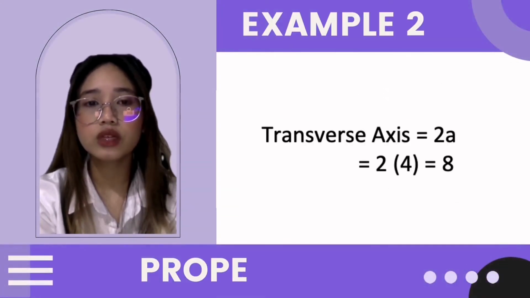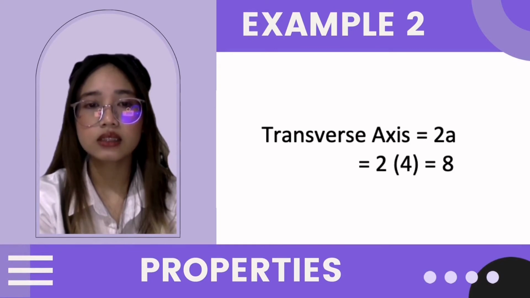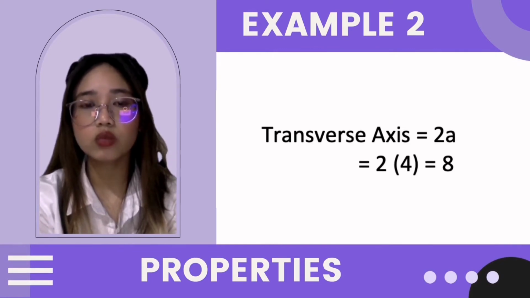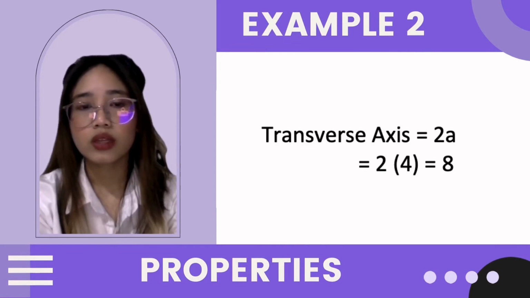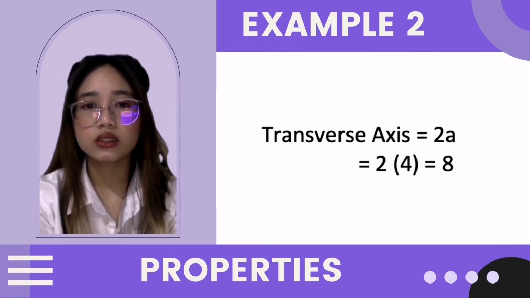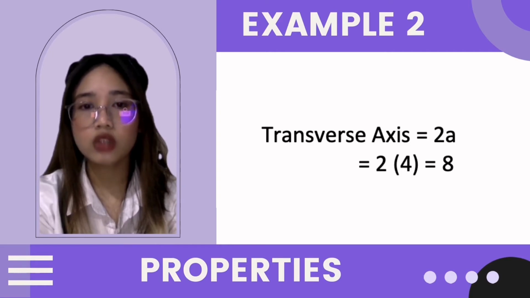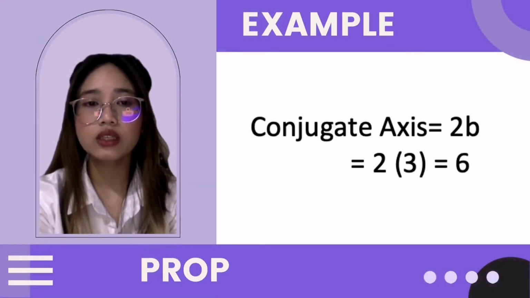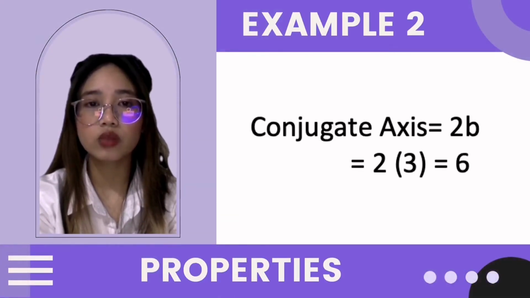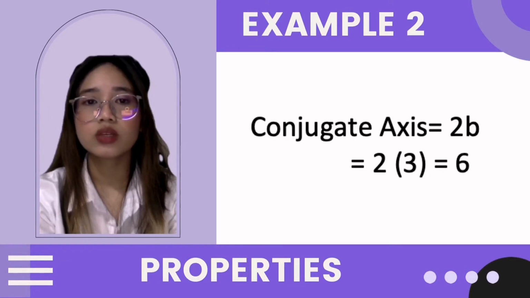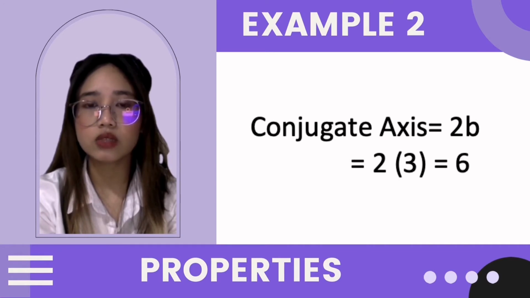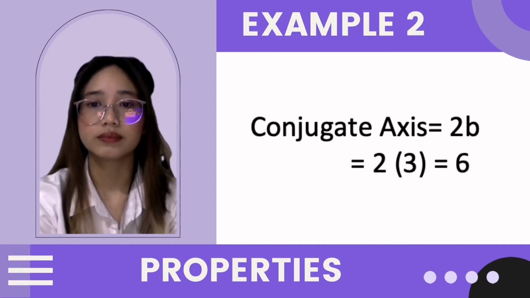So to solve for transverse axis, we're going to multiply a by 2. So the a value is 4. So 4 times 2 equals 8. So the answer for transverse axis is 8. And for getting the conjugate axis, we're going to multiply b by 2. So the value of b is 3. So 3 times 2 equals 6. So the answer is 6.